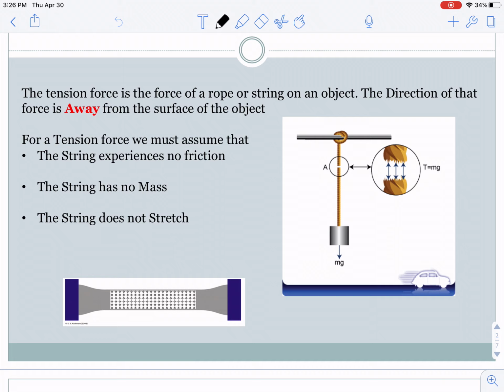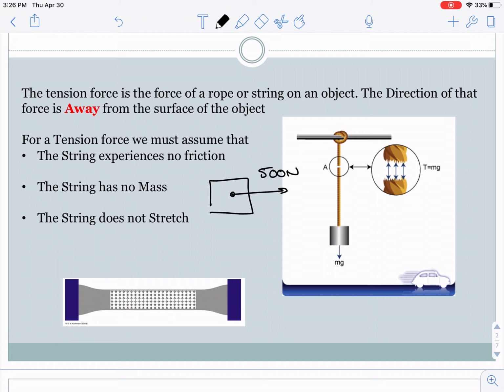The direction of that force is always away from the surface of the object. So if I have a box and I pull it with a 500 Newton force, we're assuming that that force is always going away from the block. When we're dealing with ropes, we need to assume three major things. The string experiences no friction, so we're going to deal with some situations where it has to go over a pulley. And when it goes over a pulley, it changes direction, but it doesn't stretch or experience any friction.